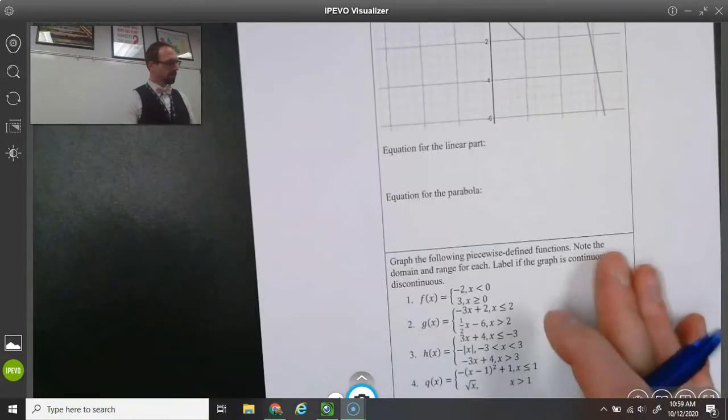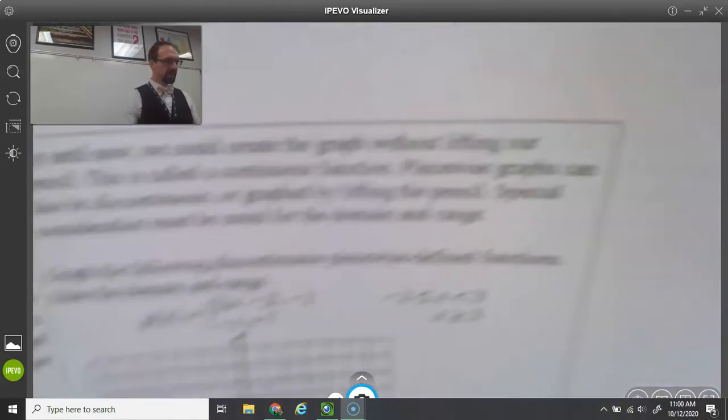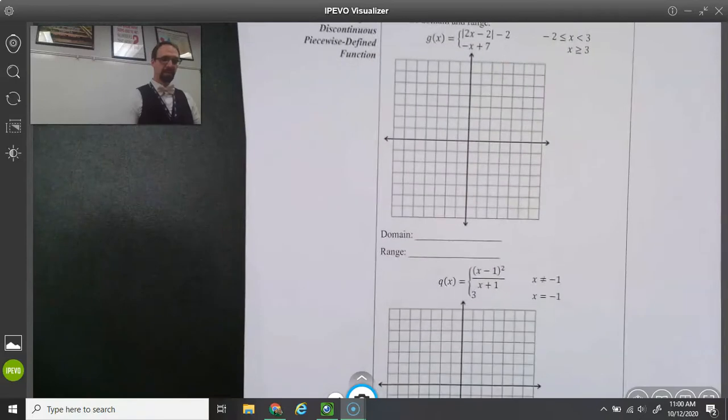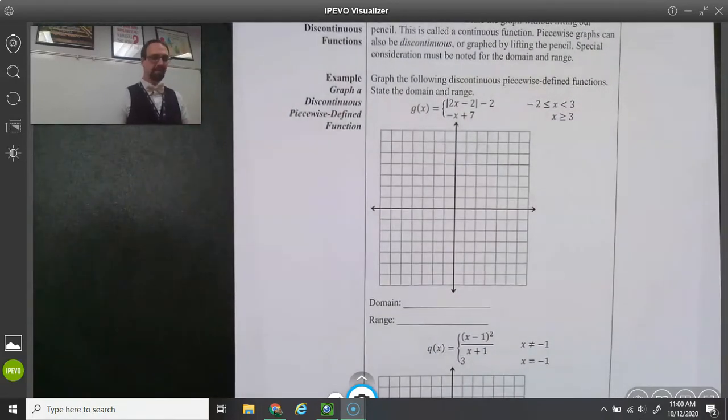Next video, we are going to be talking about graphing a discontinuous function. So these were continuous, they connected. Next videos we'll talk about discontinuous.